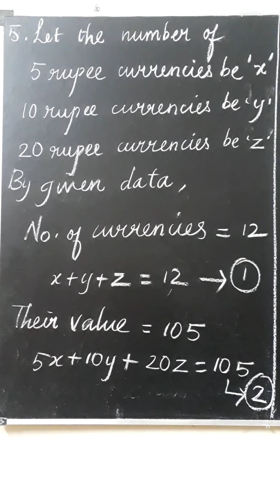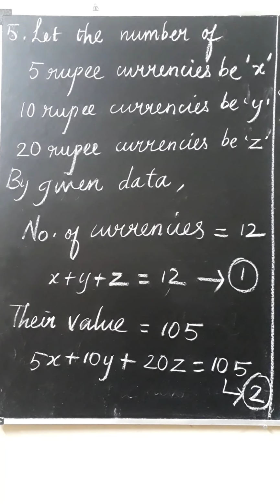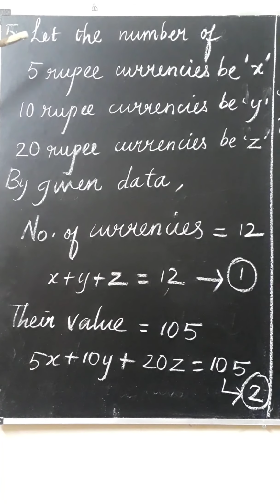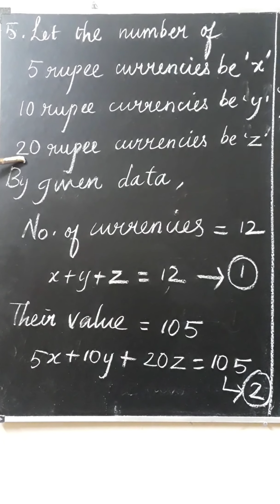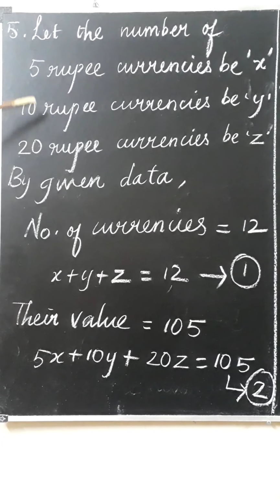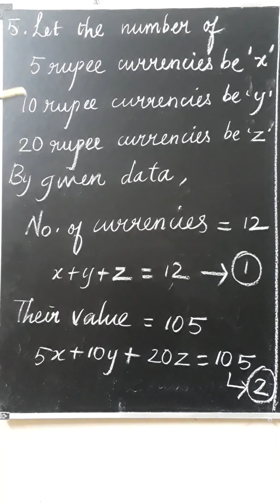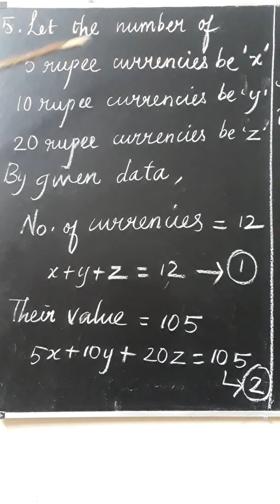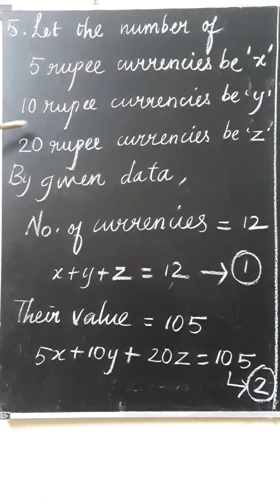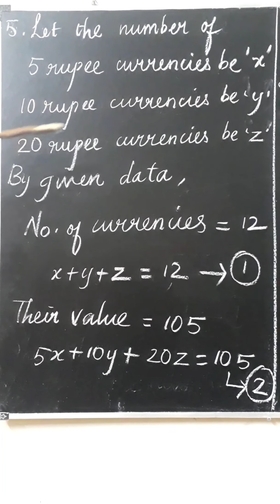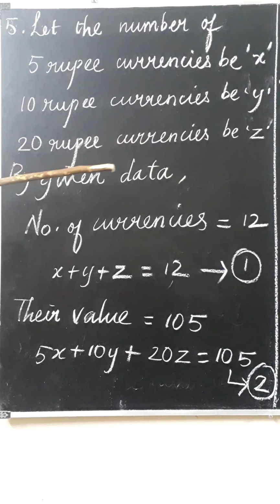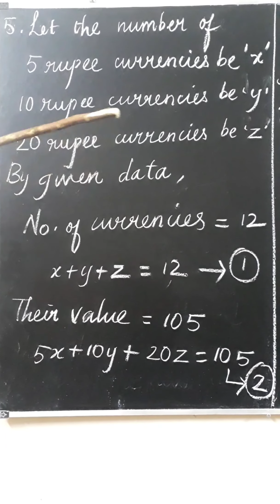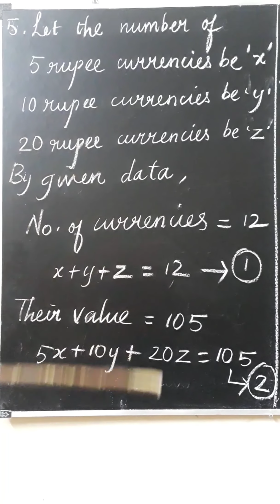Let us frame the equations for the fifth sum. The fifth sum deals with the number of currencies. What are the currencies? 5 rupee currency, 10 rupee currency and 20 rupee currency. And we have to find how many 5 rupee, 10 rupee and 20 rupee currencies there are. So let the number of 5 rupee currencies be x, 10 rupee currencies be y and 20 rupee currencies be z. After assuming the variables, we have to frame the equations with the given data.